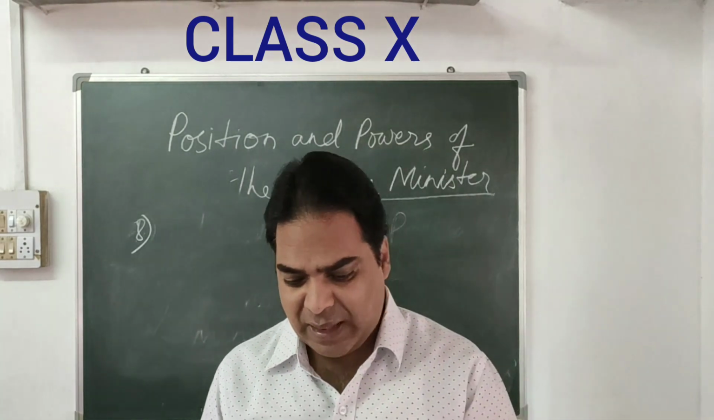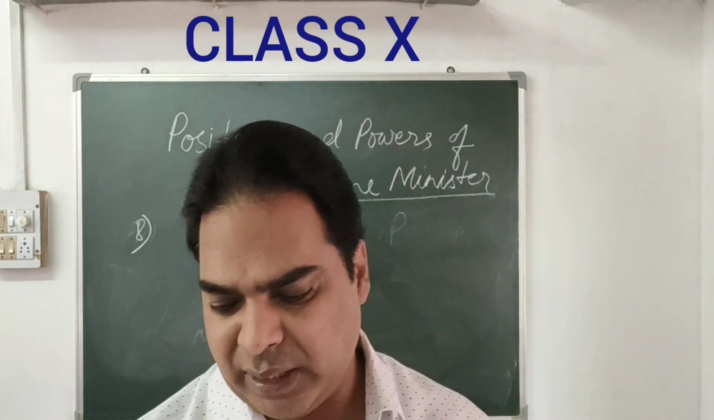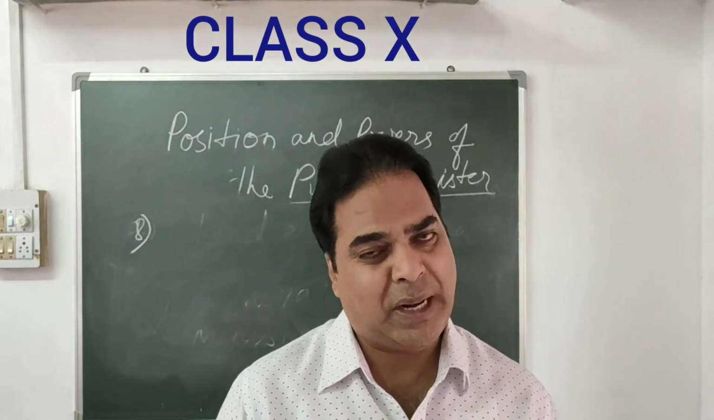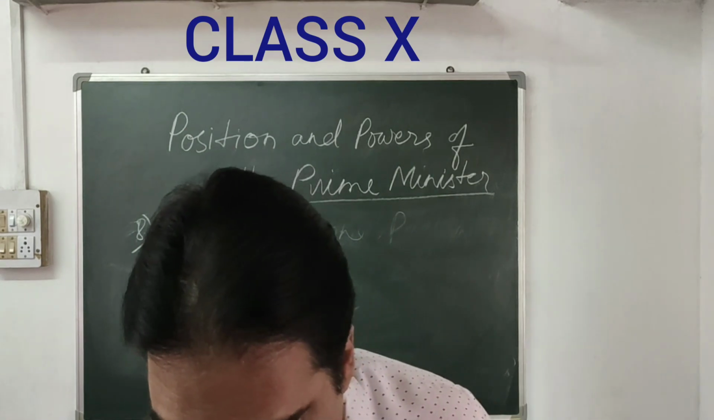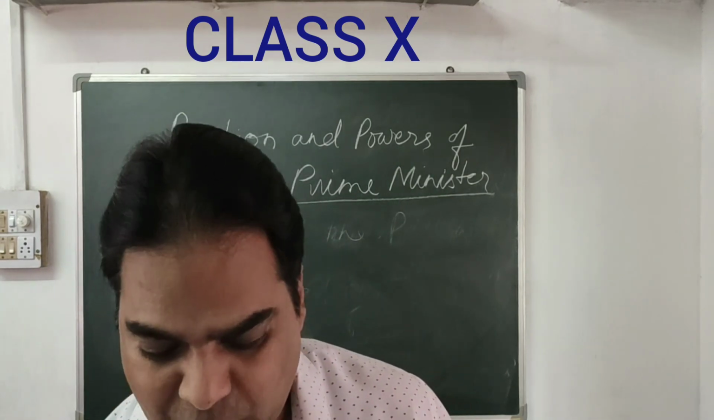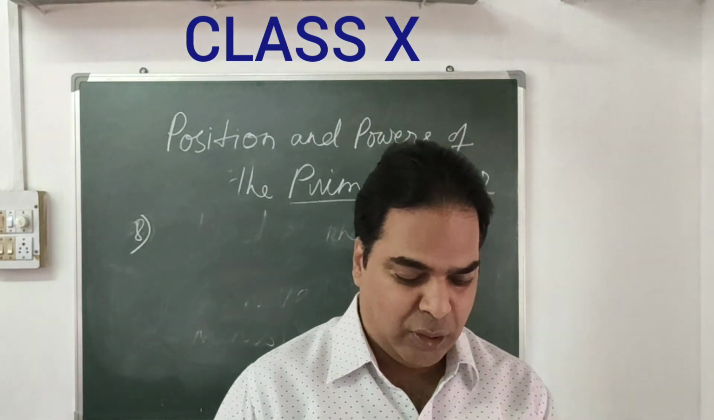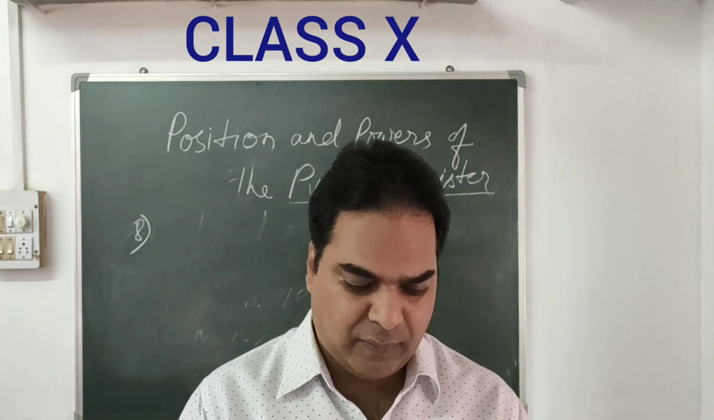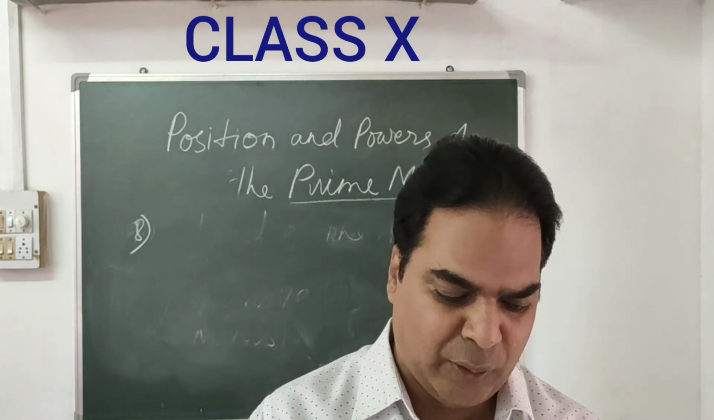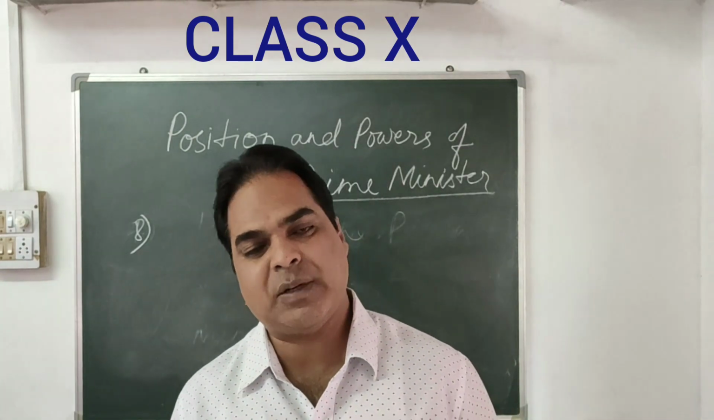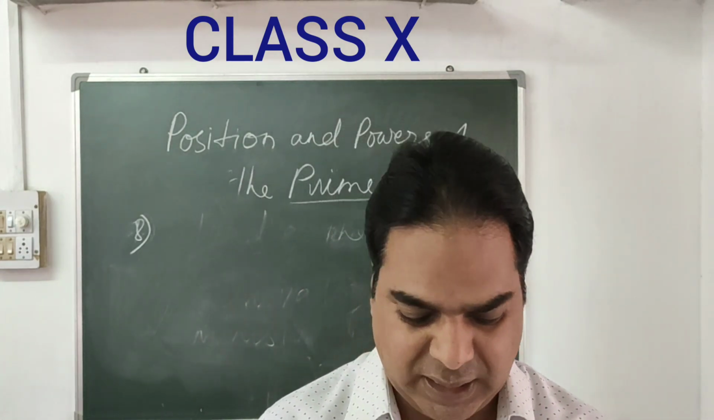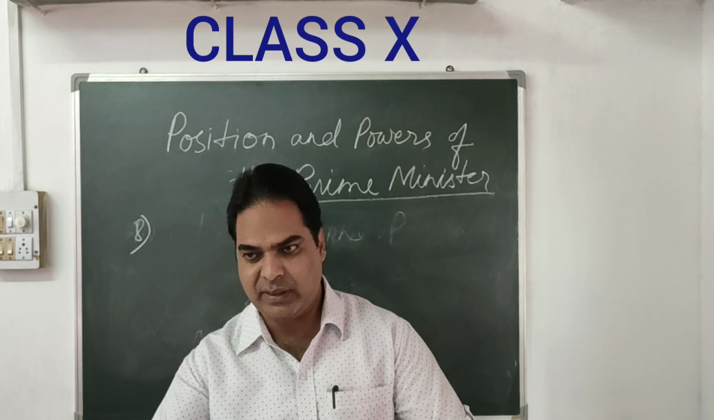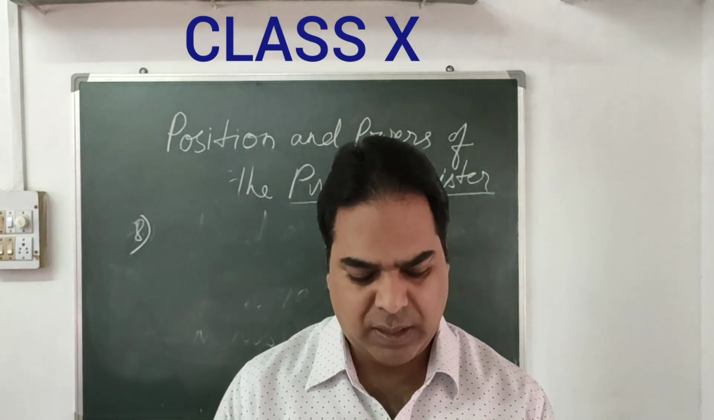Now the next one we have is role in economic planning. All the important economic planning is done by the Prime Minister. As I told you, the Prime Minister is the head of the Planning Commission, which is now known as Niti Aayog. By default he is the ex officio chairperson of Niti Aayog. The Planning Commission plans for 5 years, and its chairman is the Prime Minister.